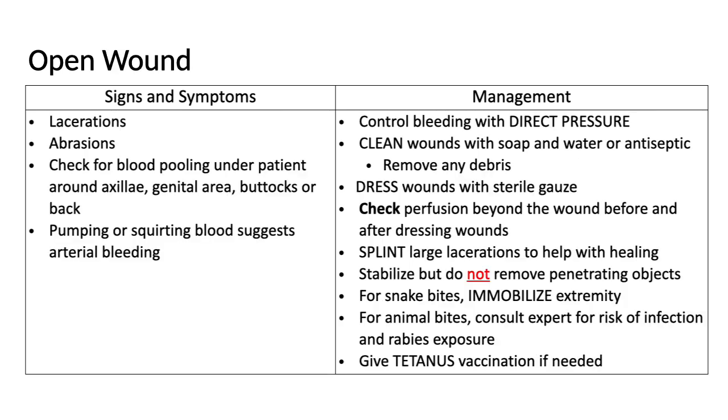Open wound: you can see laceration, abrasion, check for blood pooling under the patient, around the axilla, genital area, buttock and back. Pumping or squirting blood suggests arterial bleeding. For this patient, control bleeding by direct pressure. Clean the wound with soap and water and antiseptic. Remove any debris. Dress the wound with sterile gauze. Check perfusion beyond the wound before and after dressing the wound. Suture the laceration to help with healing.